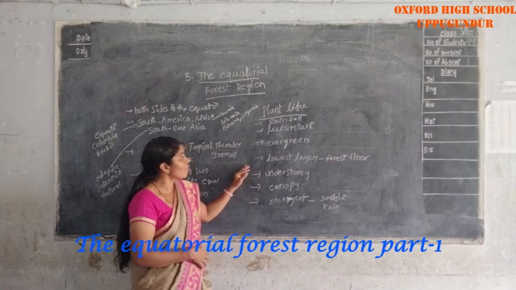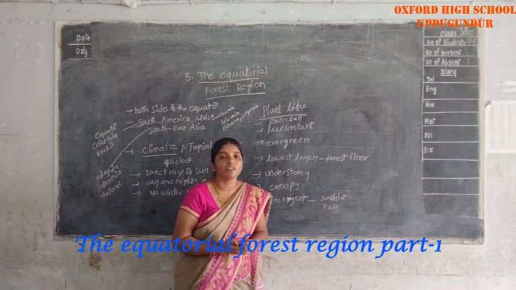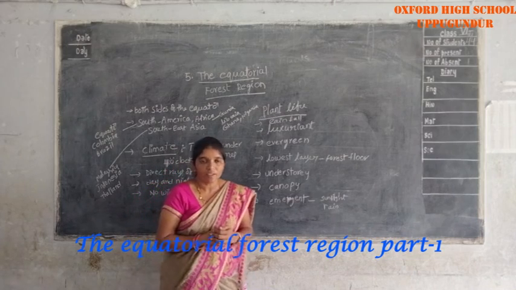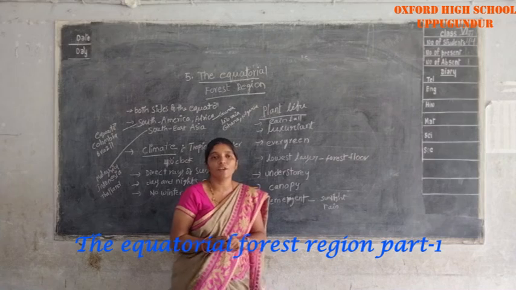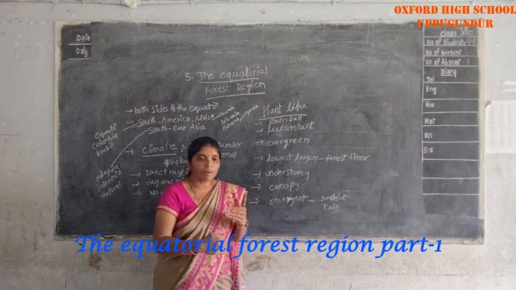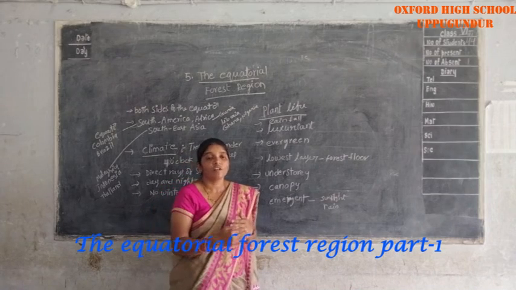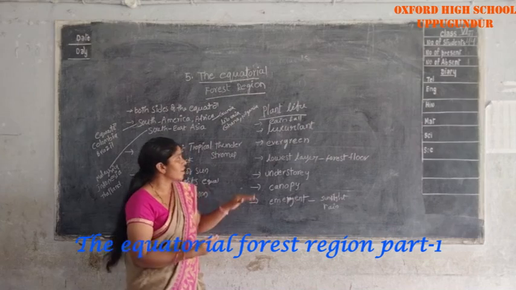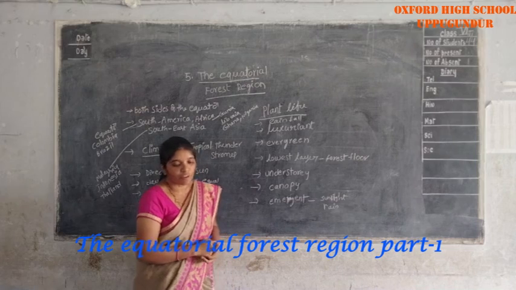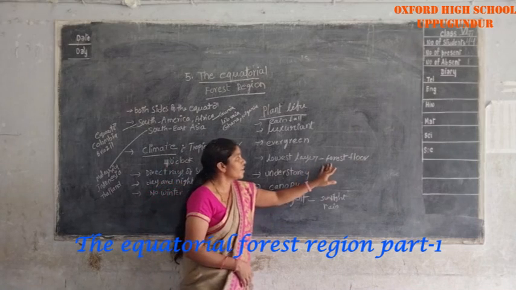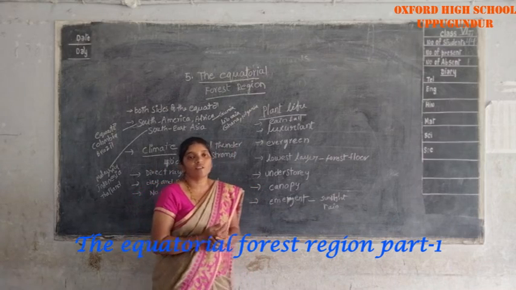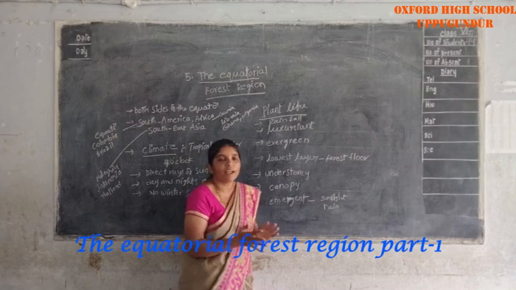And the plant life in the equatorial forest region we can divide into 4 parts. How many parts do we divide the plant life into? We divide it into 4 parts. From the lowest, the lowest layer is the forest floor. On this floor there are small plants.